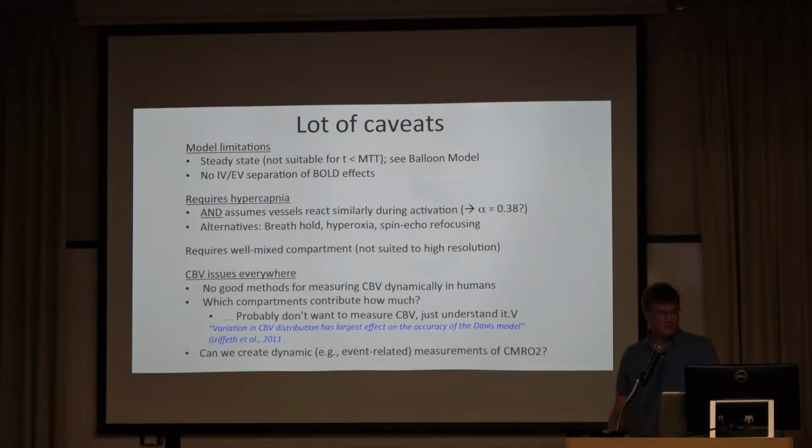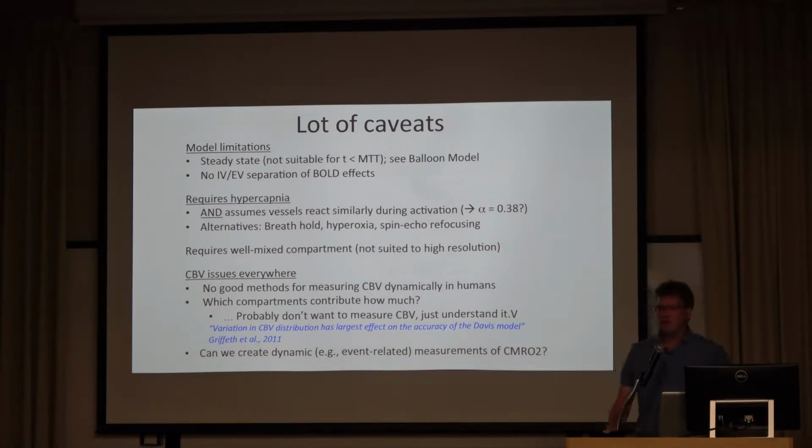So there are alternatives, which are breath hold, hyperoxia, spin echo refocusing. All of these have disadvantages. Breath hold being obviously the closest to hypercapnia. Hyperoxia has some of the disadvantages that I just talked about, and it's not necessarily matching the flow and volume changes. Spin echo refocusing is incomplete, but in the end, maybe we want to give up on the hypercapnia anyway, is my feeling, except for sort of validation studies.